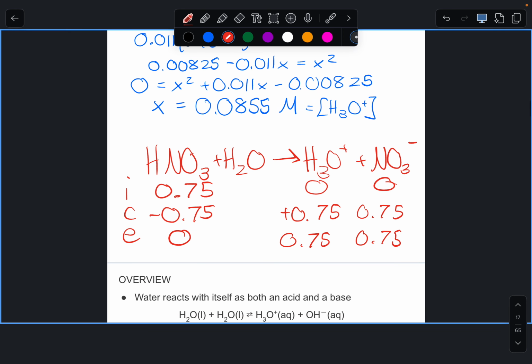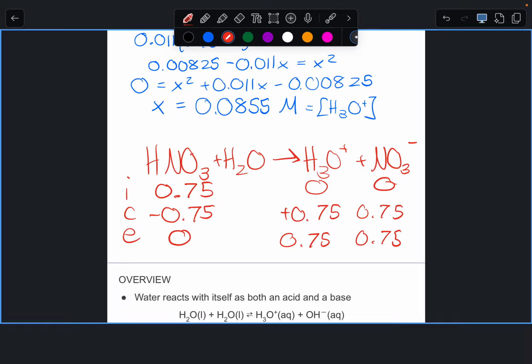For strong acids, we don't even really do an ice table. Like I did it here to show you that all of it gets consumed. It's not a minus X because we know all of it gets consumed. It's not a smaller amount.